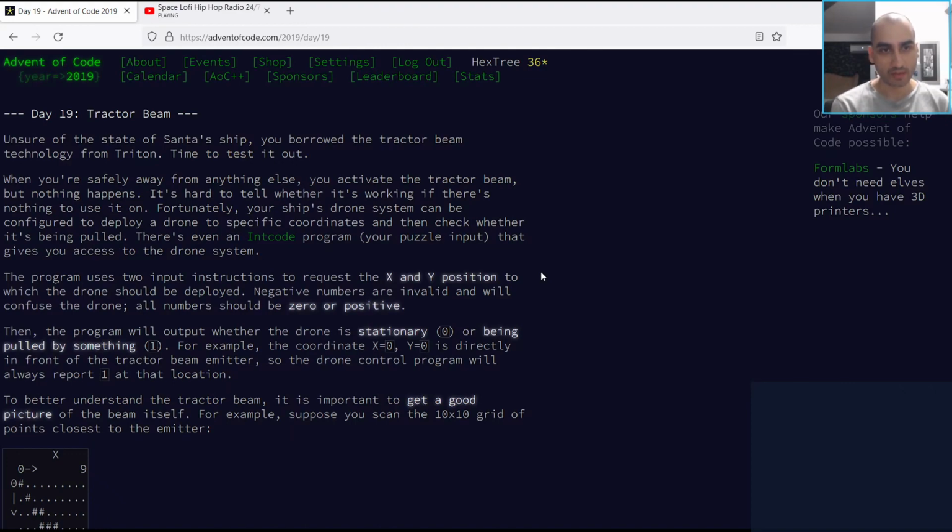The program uses two input instructions to request the X and Y position to which the drone should be deployed. Negative numbers are invalid and will confuse the drone. All numbers should be 0 or positive. Then, the program will output whether the drone is stationary or being pulled by something. For example, the coordinate 0,0 is directly in front of the tractor beam emitter, so the drone control program will always report 1 at that location.